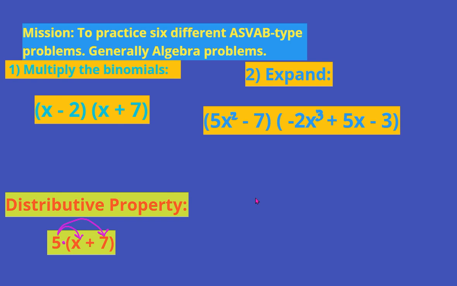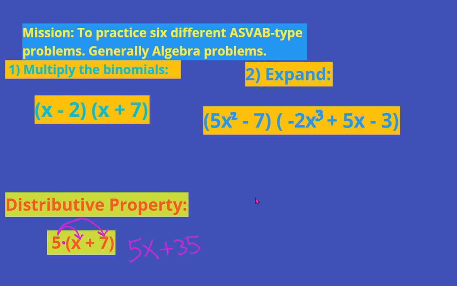Some teachers will say like a paper route, delivering the paper. Some people are like, what? They deliver newspapers to houses? 5 times x is 5x. This says 5x, just like that said 5x. And 5 times 7 is positive 35. So you just write it down. And that's it. It's done.